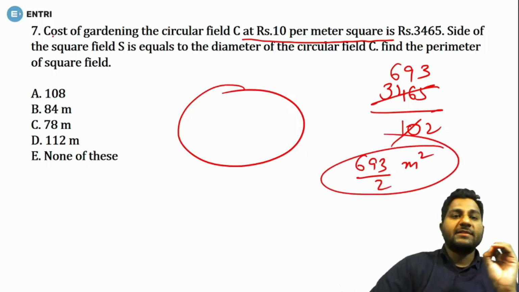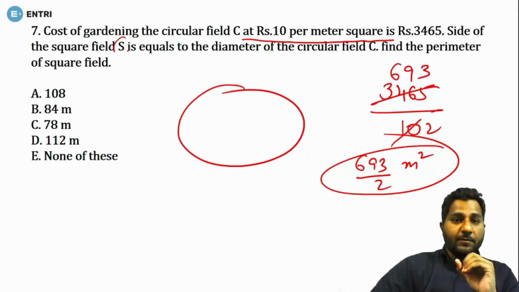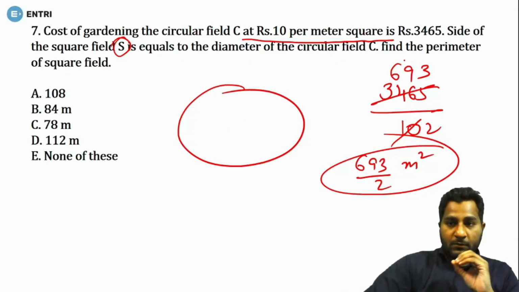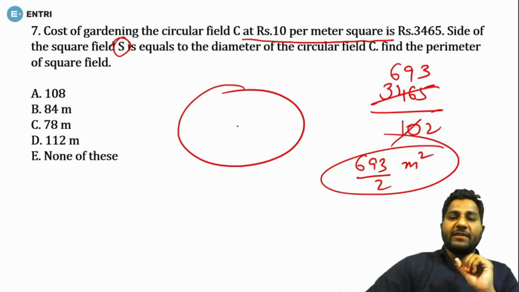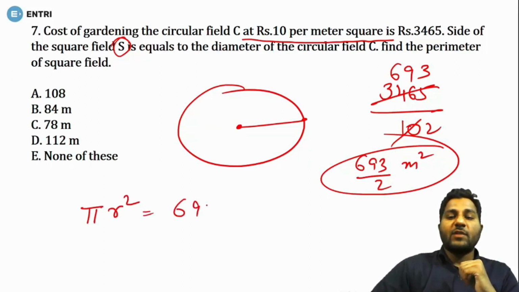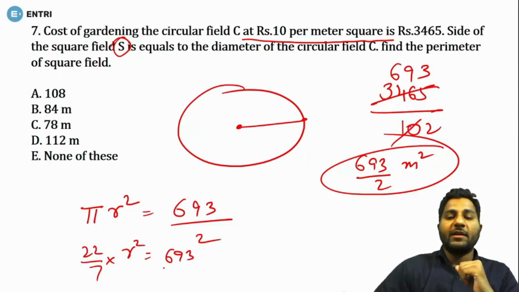Now next, the side of the square field is S, which is equal to the diameter of the circular field. Find the perimeter of the square field. If we want to figure out the radius, we have to use pi r square. So pi r square is equal to 693 divided by 2. That means 22 by 7 into r square is equal to 693 by 2.